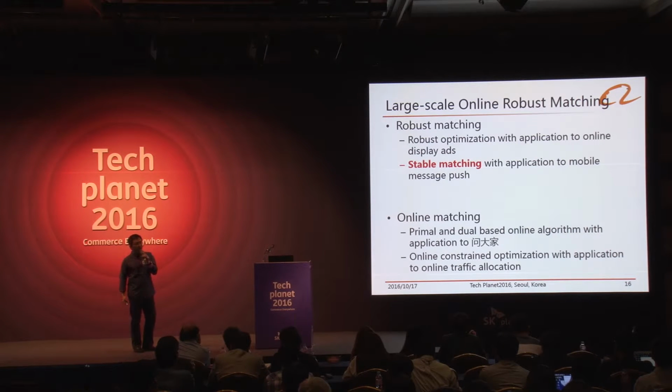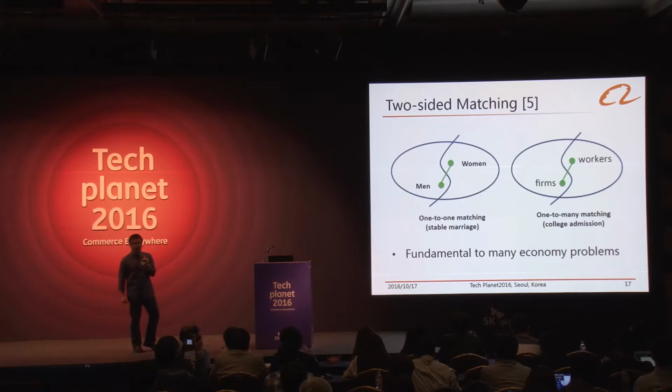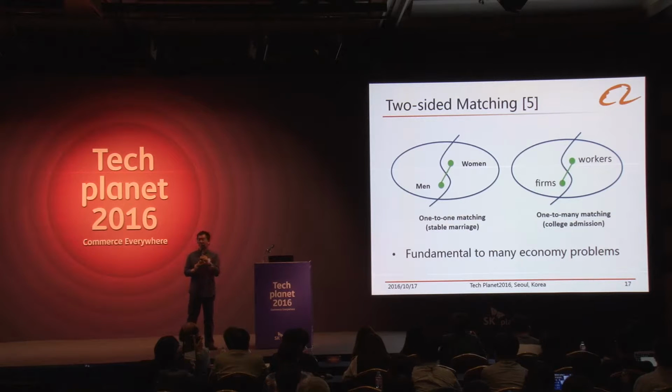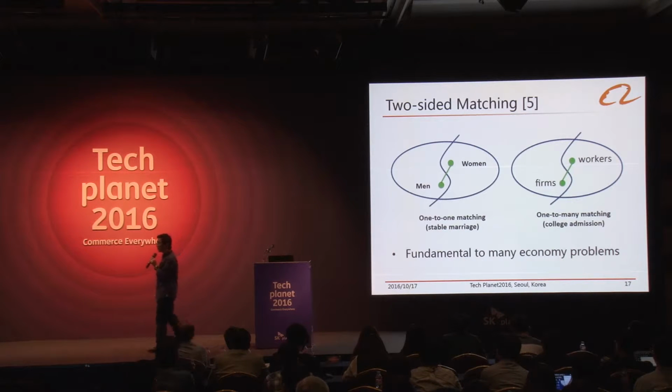Let me look at the second technology. It's called stable matching. As I said, this is a fundamental theory developed in the economy community. It turns out the guy who developed the theory, Professor Alvin Roth from Stanford University, won the Nobel Prize in 2012 because of this theory.